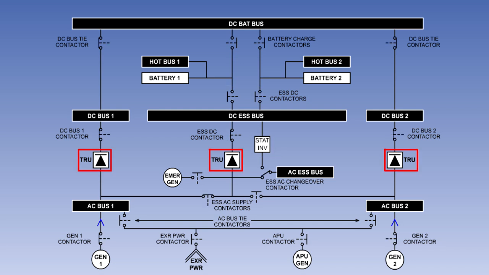DC bus bars 1 and 2 and the essential DC bus bar are normally supplied by transformer rectifier units connected to their respective AC bus bars. The DC battery bus bar connects numbers 1 and 2 DC bus bars together. It also allows power from these bus bars to charge the batteries. If the essential DC bus bar loses its normal power supply, it can be supplied from either one or both of the batteries.